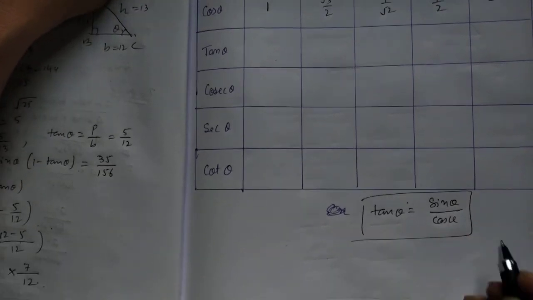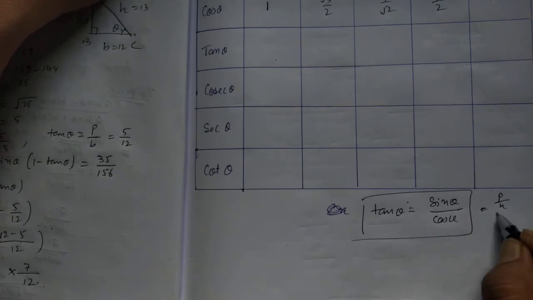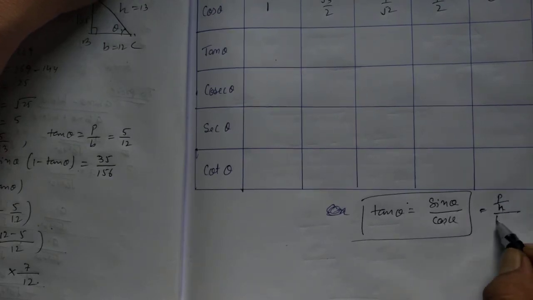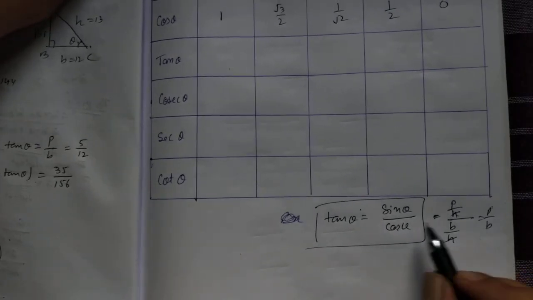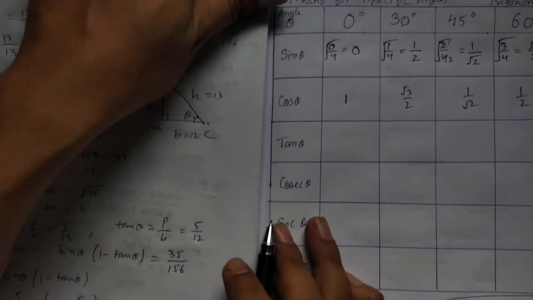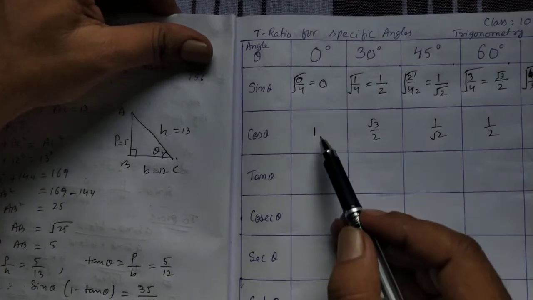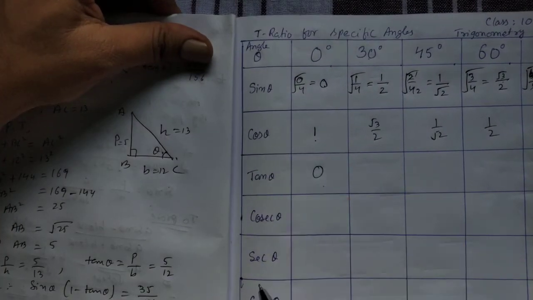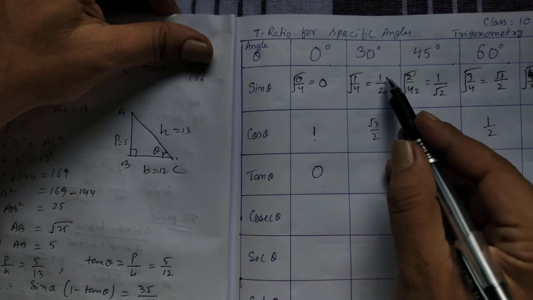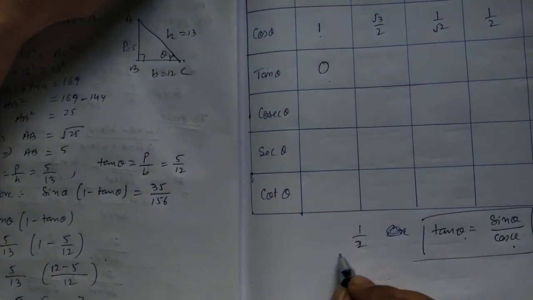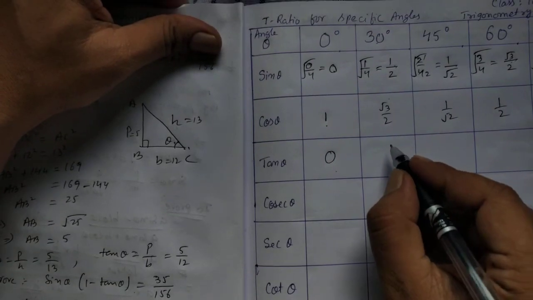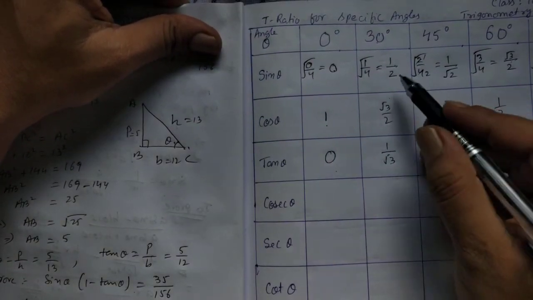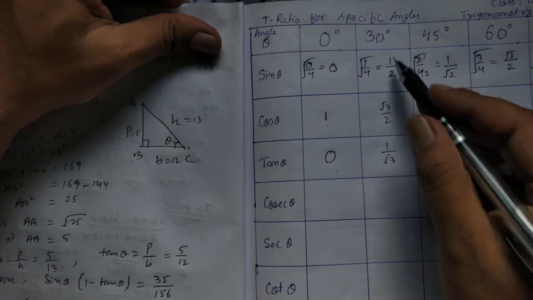Clear? So tan theta is sine by cos, which means I'll divide these two. 0 by 1 is 0. Clear? If I divide 1 by 2 and root 3 by 2, we can cut the 2s and we get 1 by root 3. If I divide these two, the 2s cancel, I get 1 by root 3.